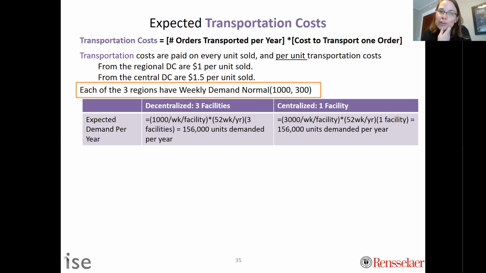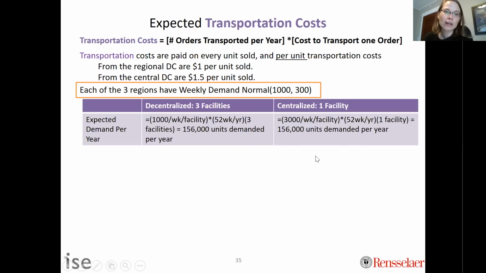And so expected demand per year in both of them is 156,000 units. How did we calculate that? Well, we know the weekly demand, and remember expected values, we can use normal math, so we can use summations and multiplication as expected with expected values. And so we have 1,000 per week per facility times 52 weeks per year times 3 facilities, which gives us 156,000 units per year. And in the centralized system, the demand didn't change. We only now have 1 facility, but all 3,000 pieces of demand per week are centralized there.